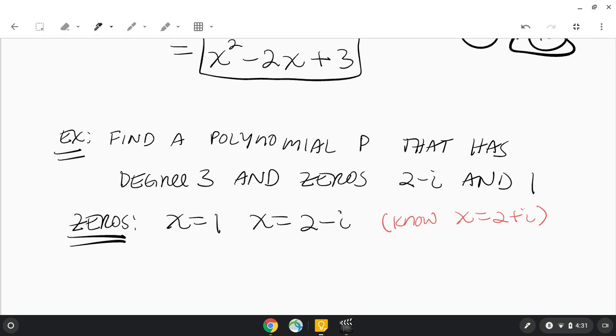Okay, so let's come up with our factors. Whenever they're asking you to find a polynomial starting with the zeros, you list your zeros, then you get your factors, and then you multiply them out.